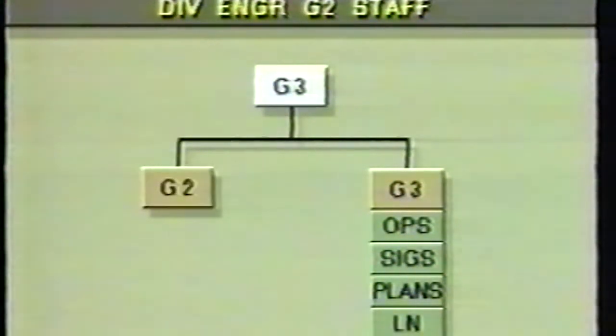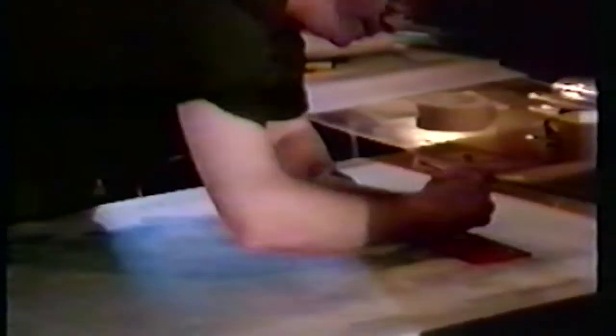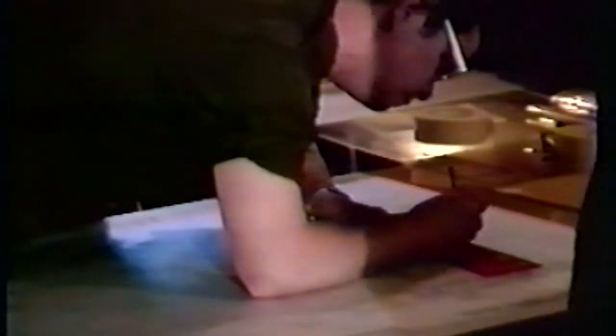The G2 staff is responsible for the collection, collation, and dissemination of intelligence, with emphasis on terrain analysis and enemy techniques in obstacle construction and booby trapping. They maintain accurate records and maps of all obstacles in the division area, and are responsible for developing an engineer intelligence collection plan for use by engineers and other armed units. They also provide a liaison staff to the Intelligence Collection and Analysis Center.